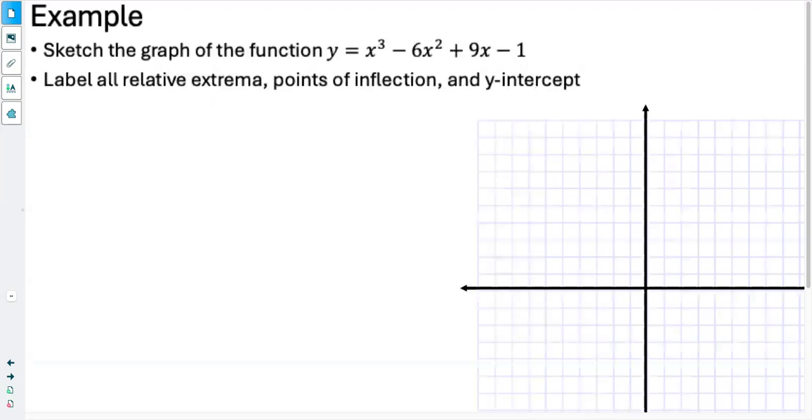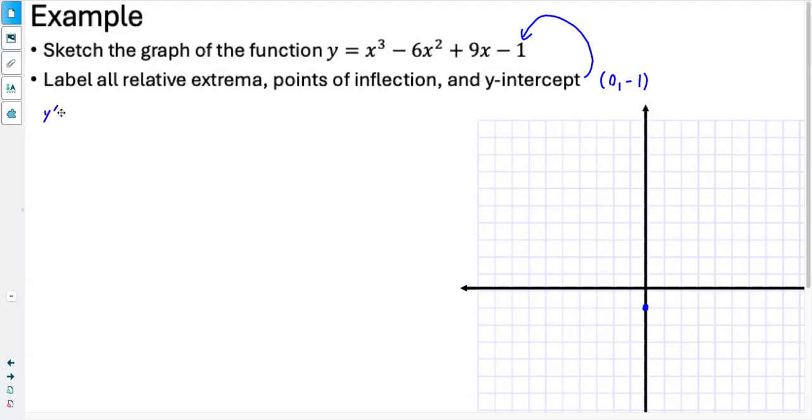So for example, sketch the graph of a function y equals x cubed minus 6x squared plus 9x minus 1. Label all relative extrema, points of inflection, and y-intercept. Now the easiest one here is obviously going to be our y-intercept, because our y-intercept is just the constant term of the original function. So we know our y-intercept already. That is going to be (0, -1). So we know that we will be at that point there. The rest of it will be a bit more challenging.